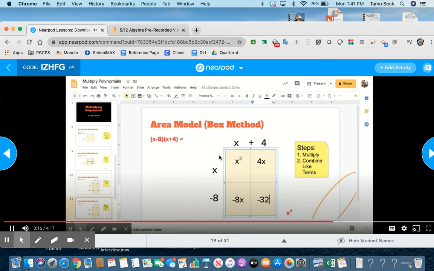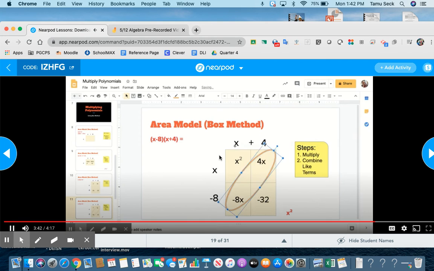So we need to look and see, do we have anything that's alike? If we do, we're going to circle them. With x squared, do we have any more x squareds? Nope. And this one doesn't have a variable. Do we have anything else that's a constant that doesn't have a variable? Nope. But we do have 4x and minus 8x. They're on a diagonal. We can combine these two. So I'm going to circle these because these are like terms, and we're going to combine those.